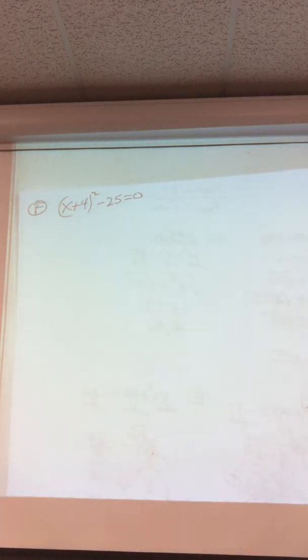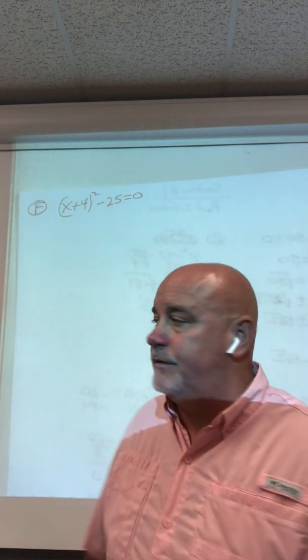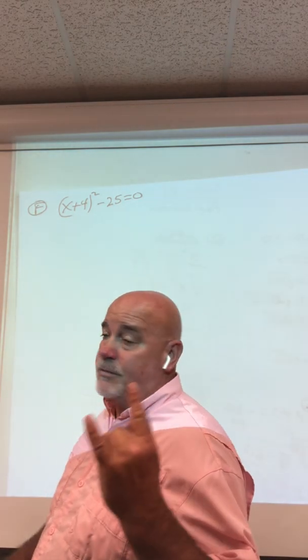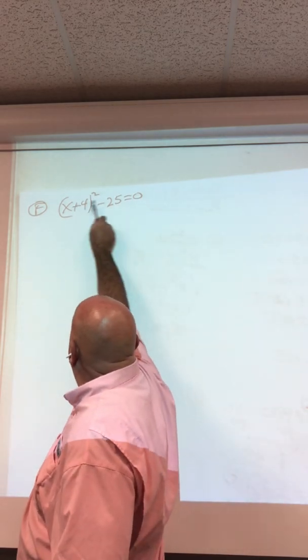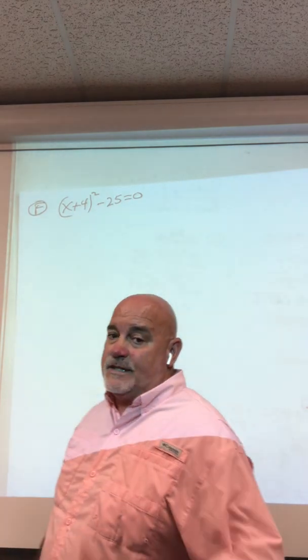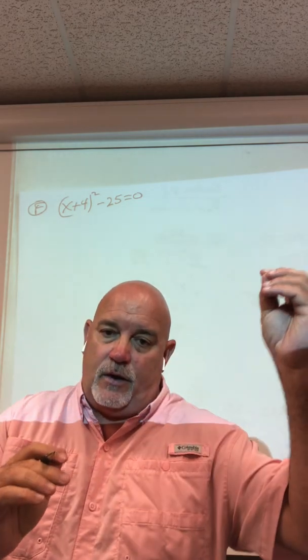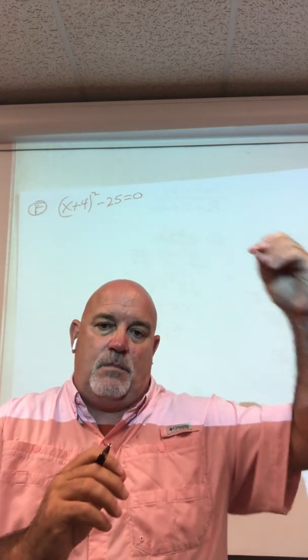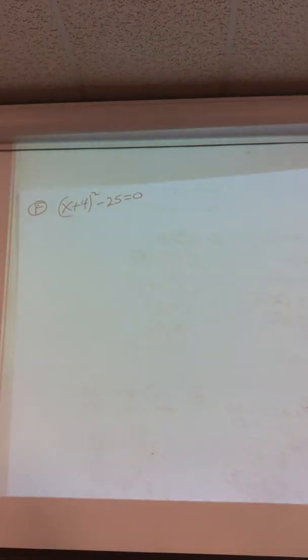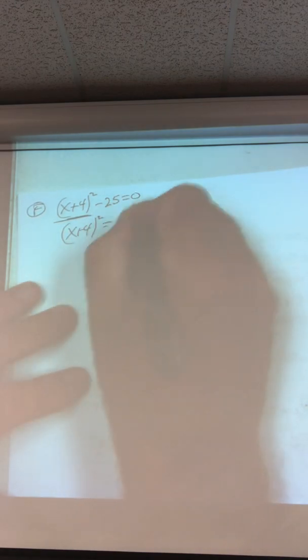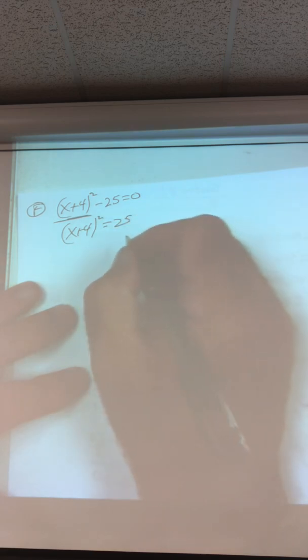Okay? Solve the quadratic equation. It has two terms, squared term, constant term. Yes, it's not just an x, but it's some x stuff squared. So it's a squared term and a number term. Step 1, get the squared term by itself. So add 25 to both sides. 0 plus 25 is 25.